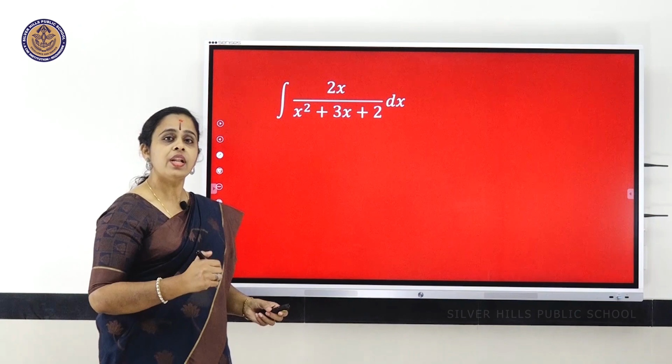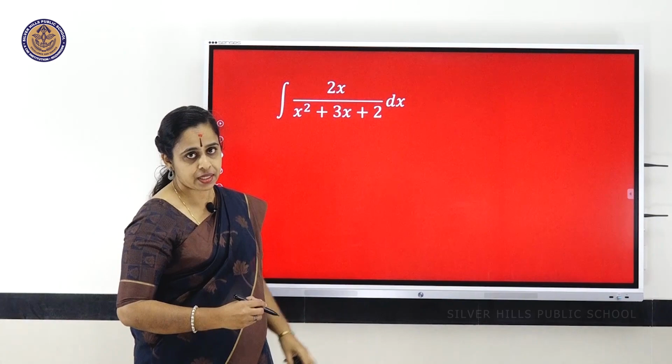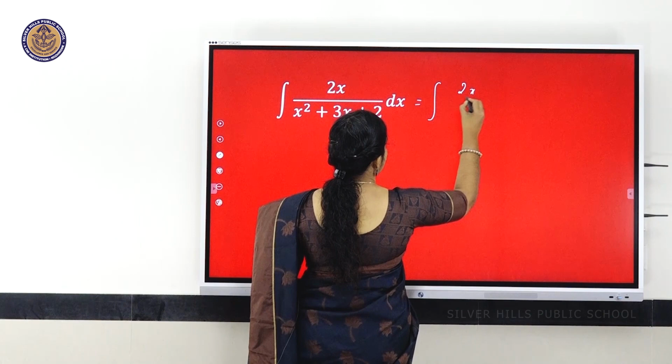Now let us do another example of the same type. Integral 2x divided by x square plus 3x plus 2. First we have to factor the denominator: integral 2x divided by x plus 1 into x plus 2 dx.